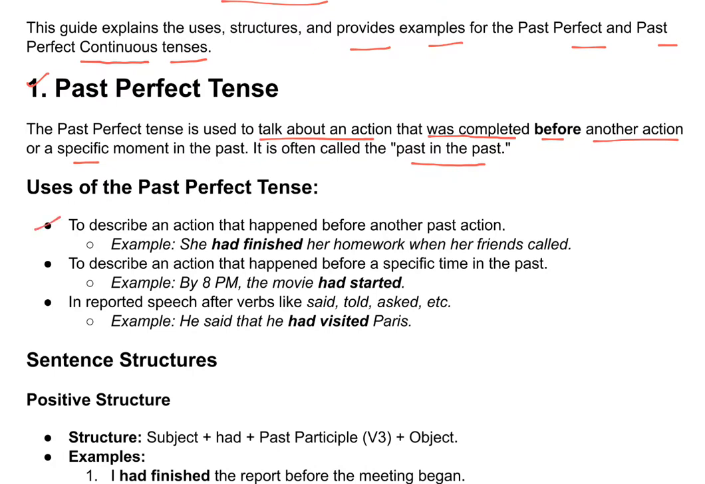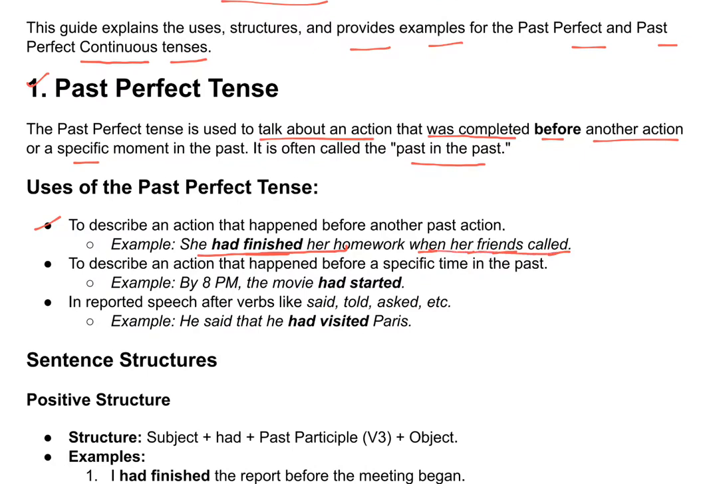So let's talk about uses of the past perfect tense. First use: to describe an action that happened before another past action. I mean, one action already happened and another before past action. Example: she had finished her homework when her friends called. One action happened here and another action happened here, when her friends called.